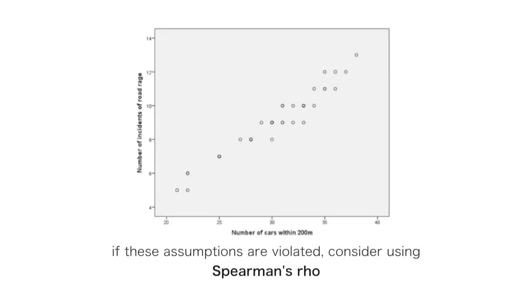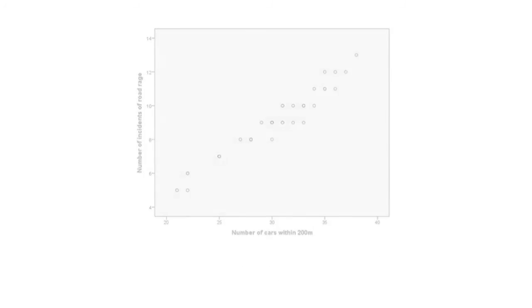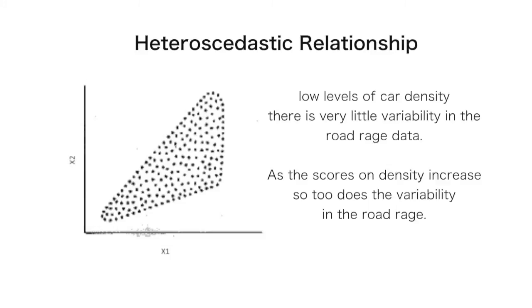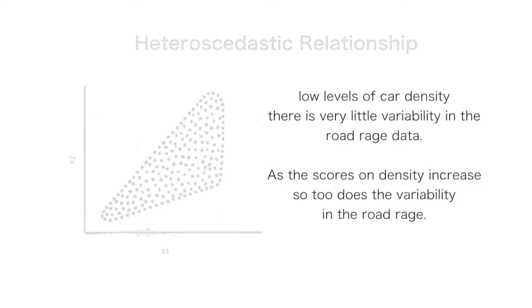If these assumptions are violated, then consider using Spearman's rho. A heteroscedastic relationship may look closer to this. A heteroscedastic relationship is where you might observe low levels of car density on the left of the graph, and there's also very little variability in road rage data. However, as the scores on density increase, so too does the variability in the road rage.